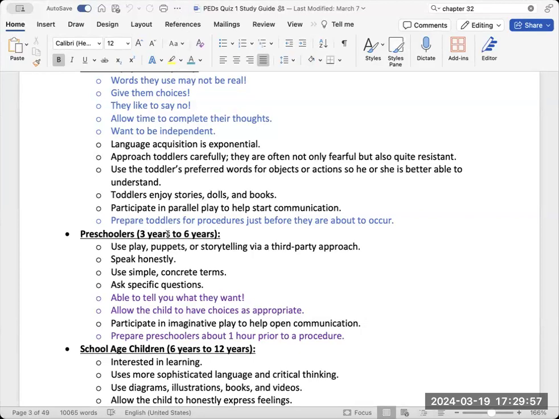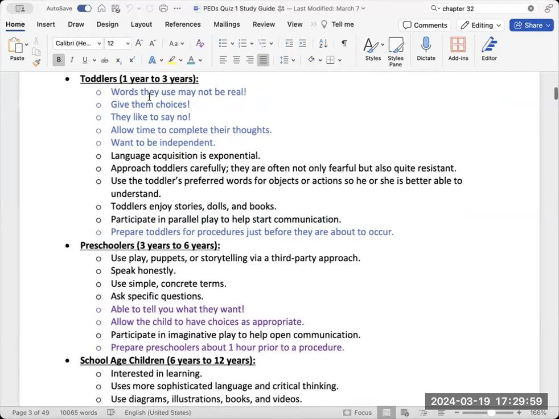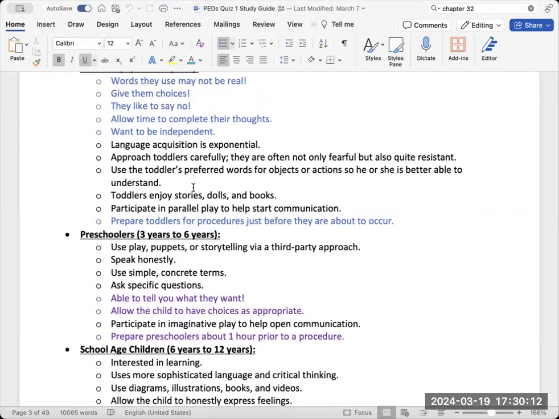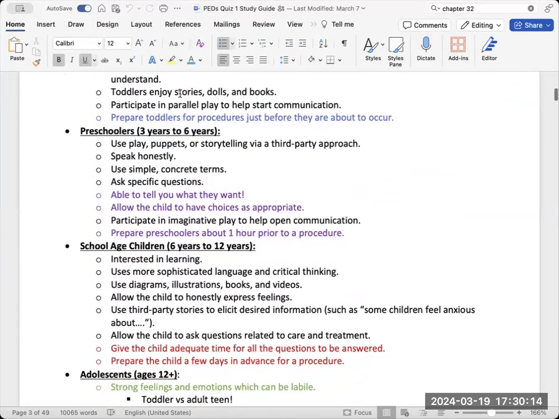And also, if we're going to have a procedure for a toddler, you're going to tell them right before it's going to happen that they're having a procedure because they're not going to remember if you tell them before. And this is important because I know she even did tests on this idea that if you're going to have a procedure, the toddler needs to know about it just before it's about to happen.